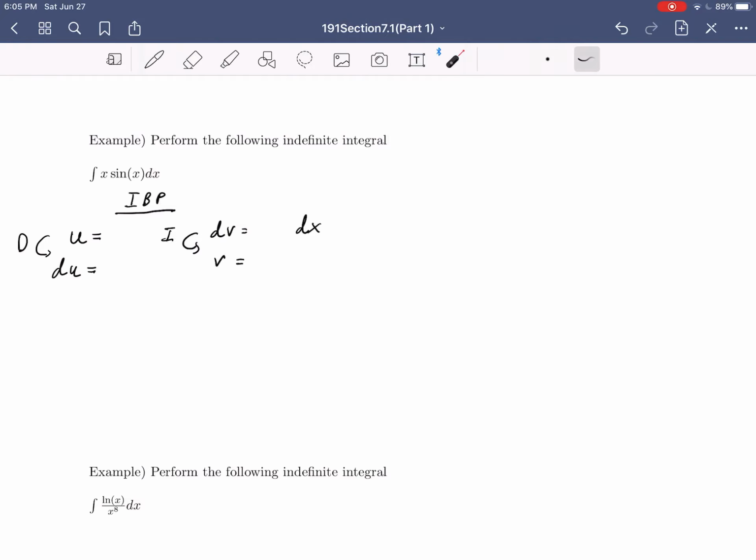Now, that is a much more limited set. There are a lot of things out there that we don't really know how to integrate, so any of those things would be terrible choices for dv. So we're going to think about our choice for dv first.